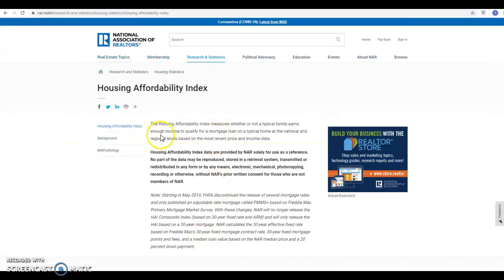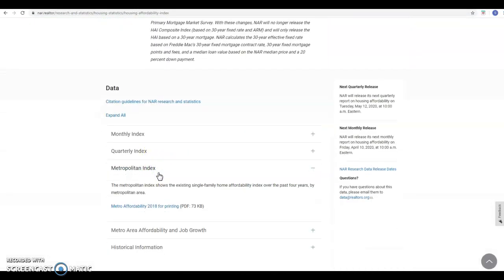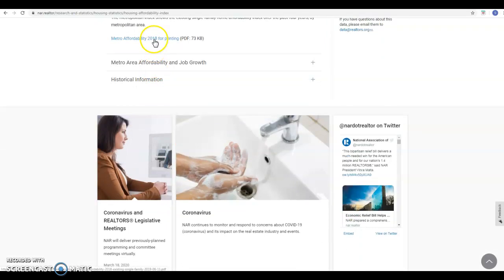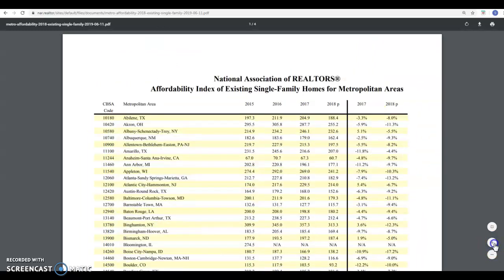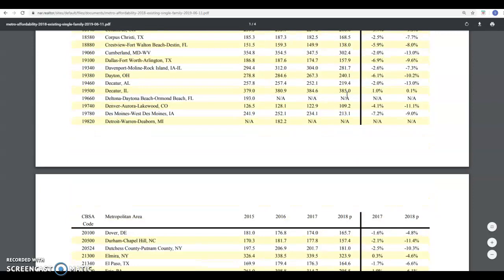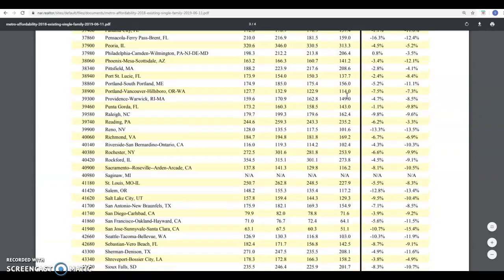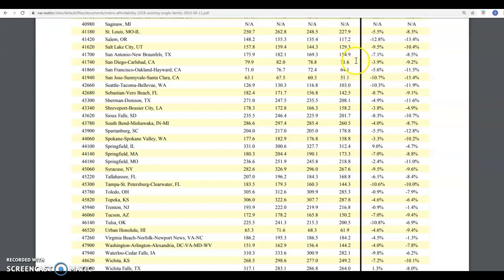Lastly, if you go back to the Housing Affordability Index page and scroll down, go to Metropolitan Index, and then click on the link, you'll get these affordability indexes for each region. Let's take a look at 2018, the most recent data. Let's scroll down and find San Diego here. For San Diego, you'll notice it's 71.6. So that means that the median income in San Diego is 71.6% of the qualifying income.